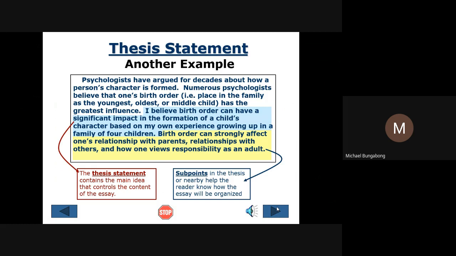So psychologists have argued for decades about how a person's character is formed. Numerous psychologists believe that birth order, like for example, their placement in the family, if they are the youngest, oldest, or middle child, has the greatest influence. I believe birth order can have a significant impact in the formation of a child's character based on my own experience growing up in a family of four children. Birth order can strongly affect one's relationship with parents, relationship with others, and how one views responsibility as an adult.